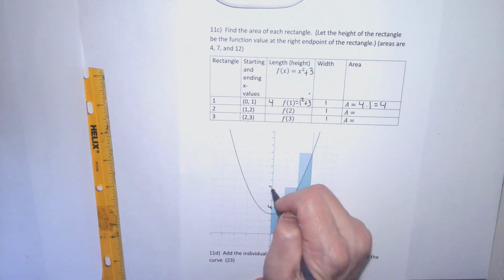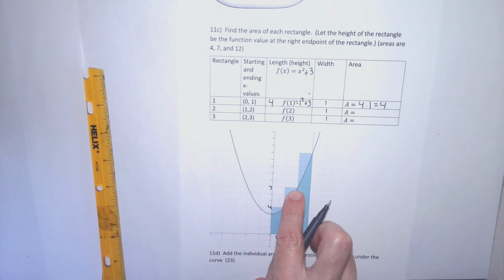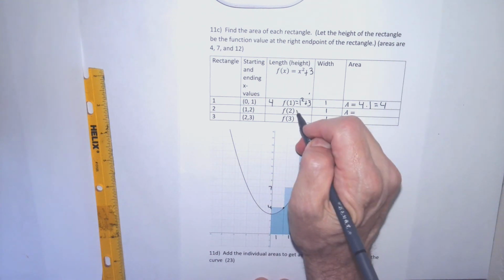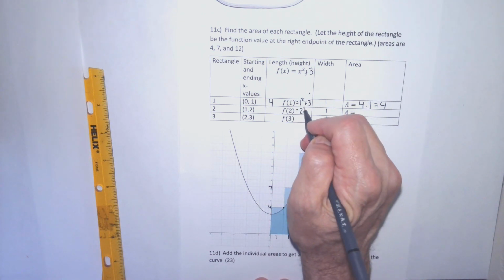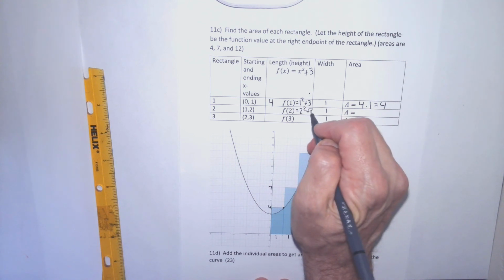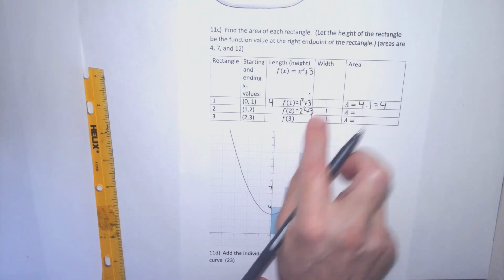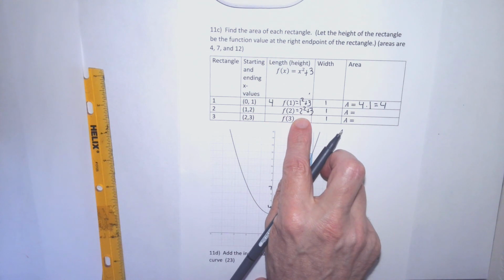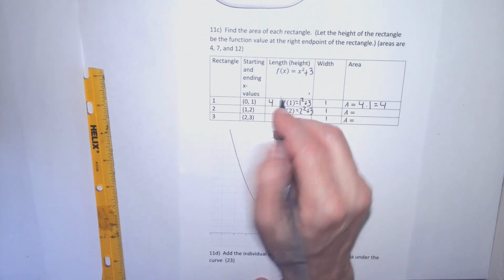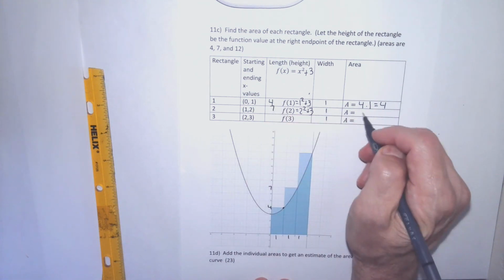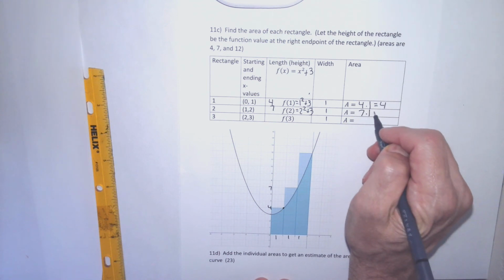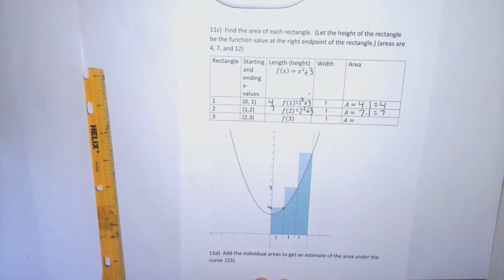The second rectangle goes up to 7 on the y-axis. Its dimensions are 1 by 7. To figure that out, I would just go 2 squared plus 3 using the x squared plus 3 function, changing the x to 2. That's going to be 4 plus 3, which is going to be 7. The second rectangle has dimensions 7 by 1, so its area is 7.